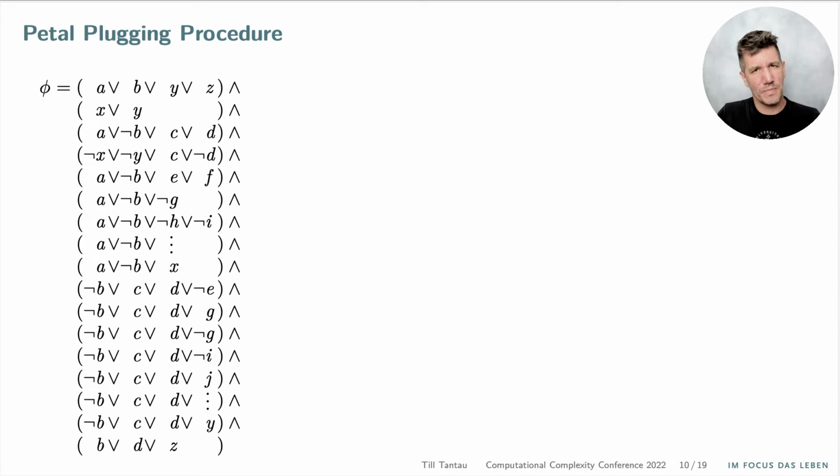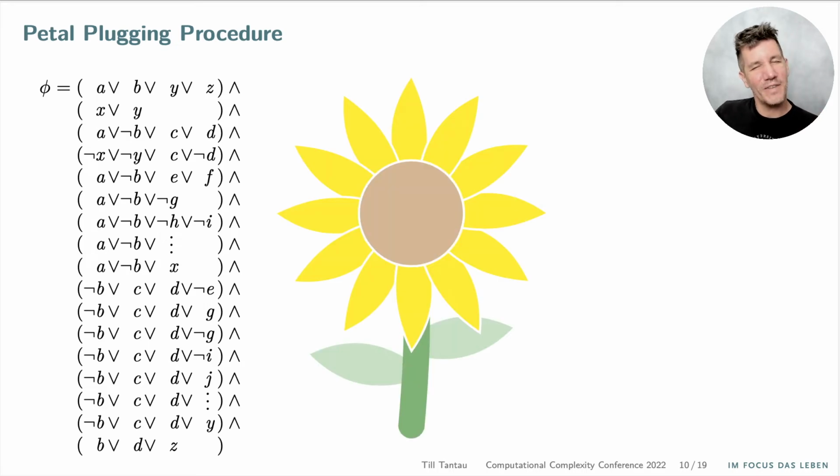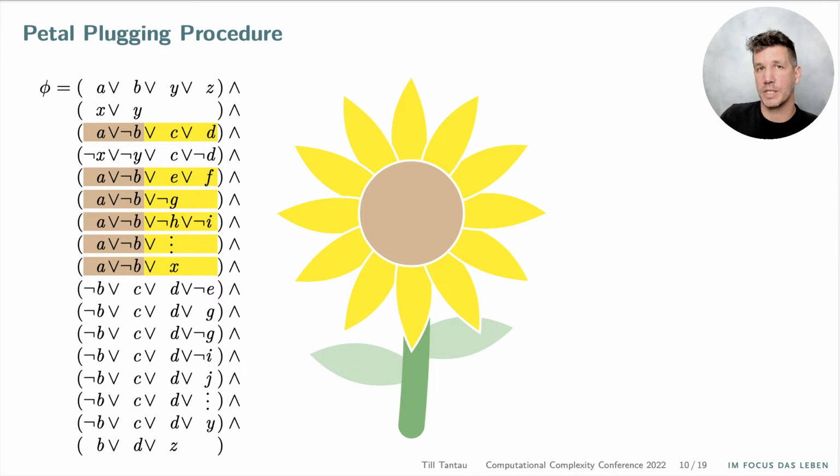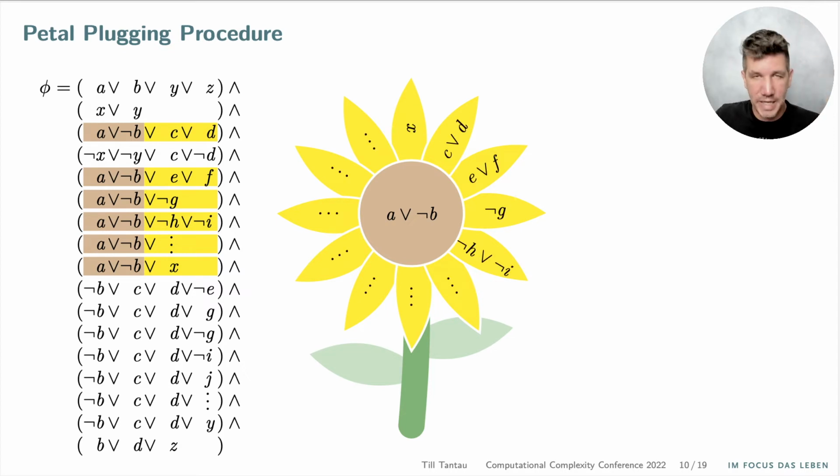And now let me show you a little bit more about the cooling. So what's the setup? We have a formula phi, like a 4CNF like this one, which is big, too big. And what we do now, we look for a sunflower. So what's a sunflower? Mathematically speaking, it's a subset of the clauses such that in this subset, all of them have certain literals in common. In this case, it's A or not B. And they are called the core of the sunflower. So they all have that in common. And outside the core, that's called the petals. And they are, in this case, 12 petals. And they are variable disjoint outside.